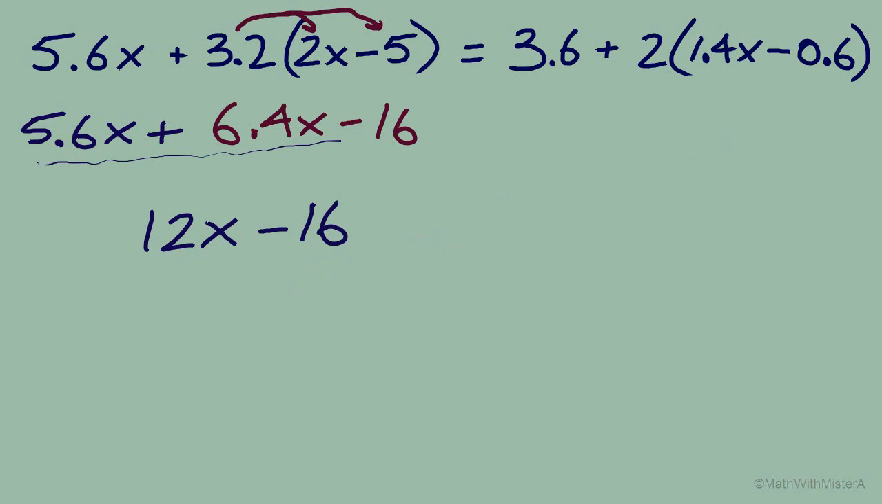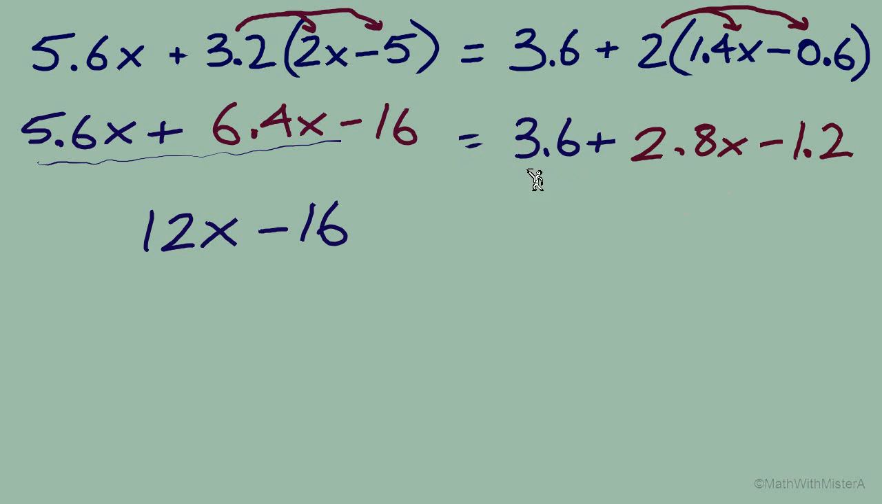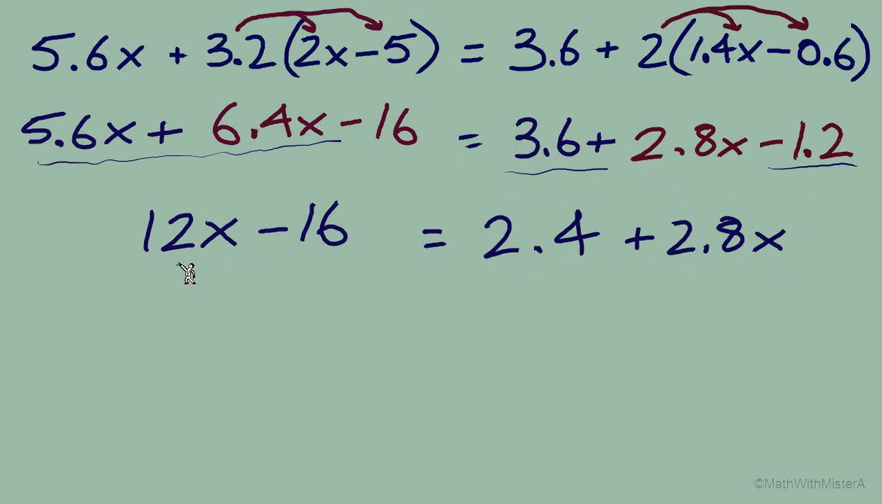Let's move over to the right side. Distribute 2 times 1.4x equals 2.8x. And 2 times negative 0.6 equals negative 1.2. And the constant term positive 3.6. Now we have two like constant terms, 3.6 and negative 1.2, or 3.6 minus 1.2, same difference, equals 2.4, plus the variable term 2.8x. So the variable shows up on both sides of the equation again.